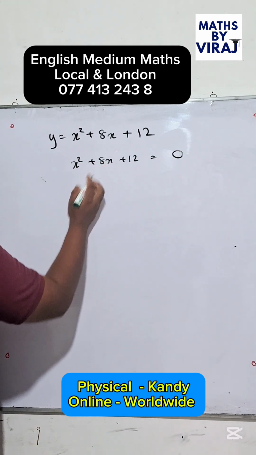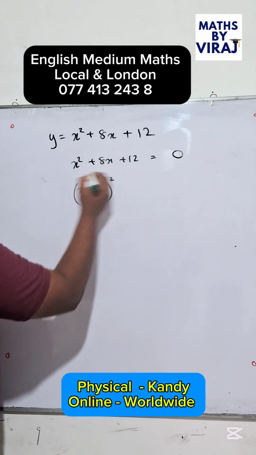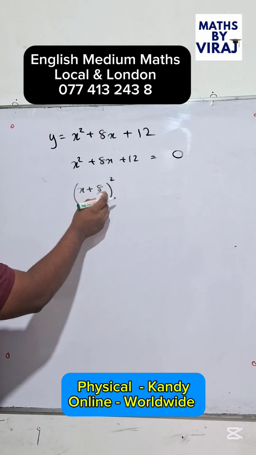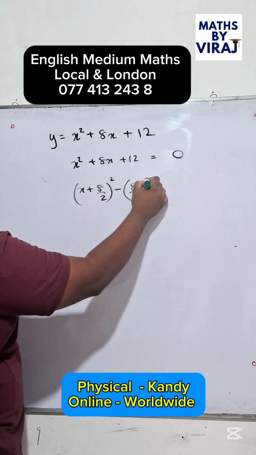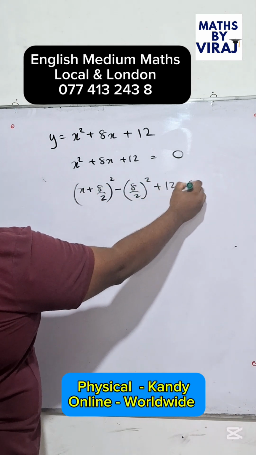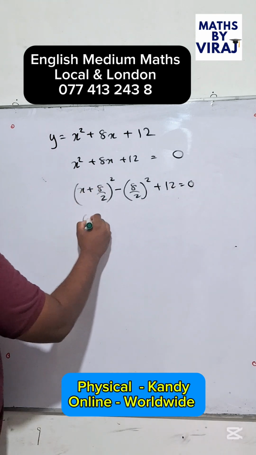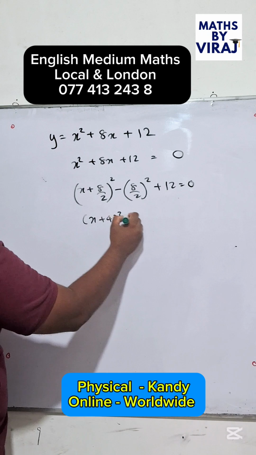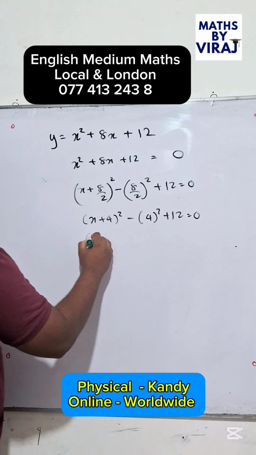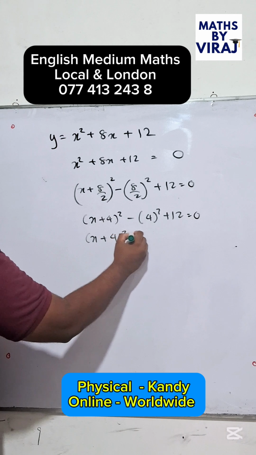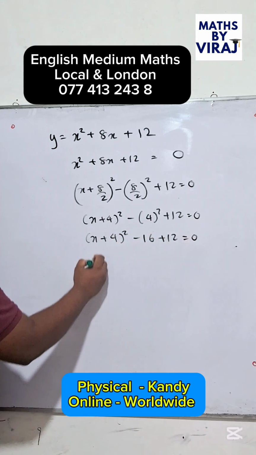Then we know that the second term is divided by 2. Whatever the term that we have here as the second term is divided, taken out and squared. The other terms are to be written as such. Then we simplify within them. That is, we finally have x plus 4 whole thing squared minus 16 plus 12 is equal to 0.